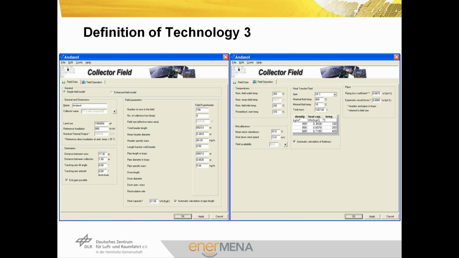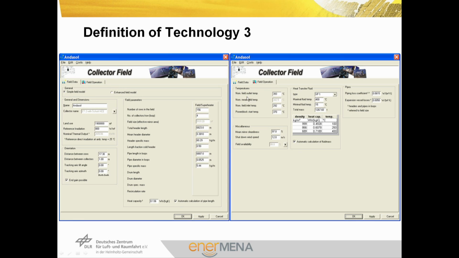north-south direction. Greenius offers also an automatic calculation of pipe length, but this automatic calculation of pipe length is only valid and gives only typical values if the solar field is arranged in a certain manner. I'm just talking about that on the next slide.